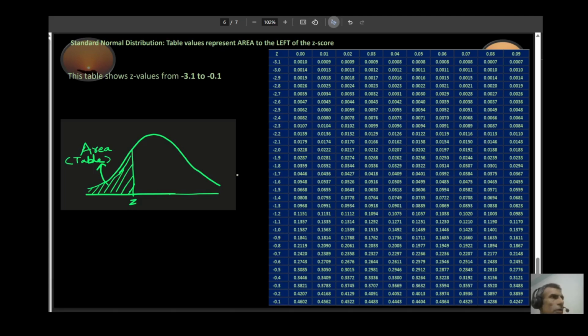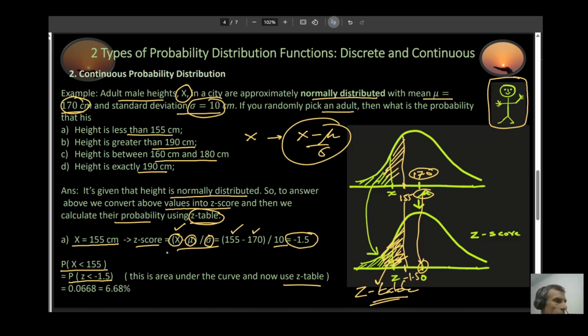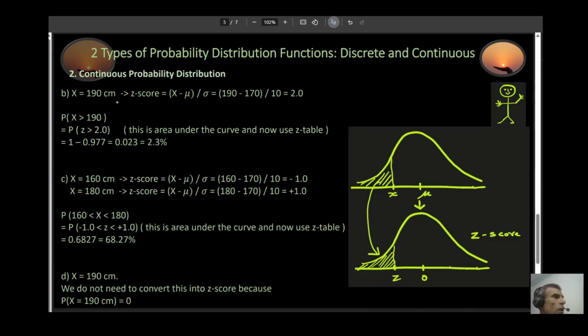This is my z-table right here, assuming that you know how to go through the z-table. Minus 1.5 is in this area right here. The answer is 0.0668. So coming back to this, my answer is 0.0668. In other words, there is a 6.68% chance that if you randomly pick a guy, his height is less than 155 centimeters.